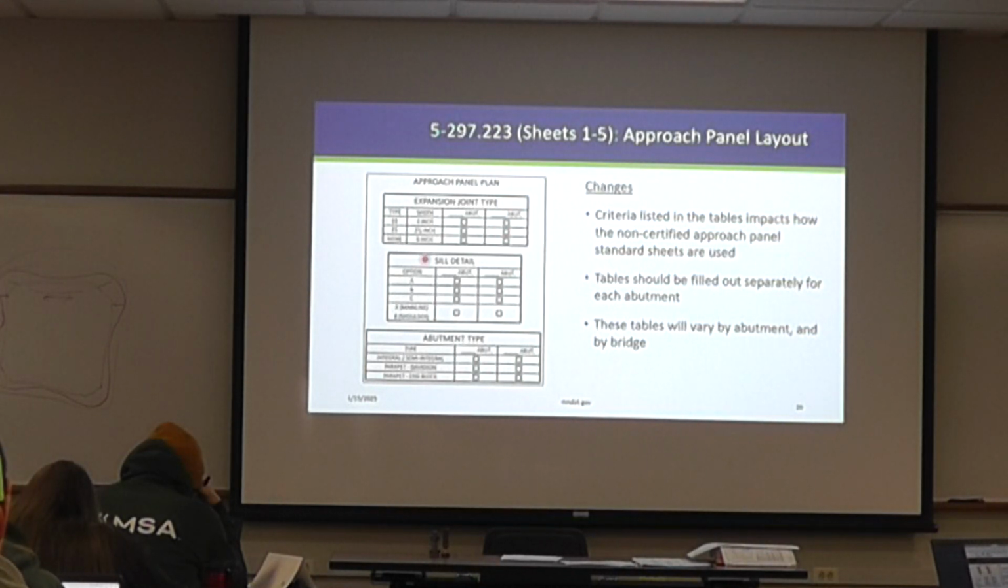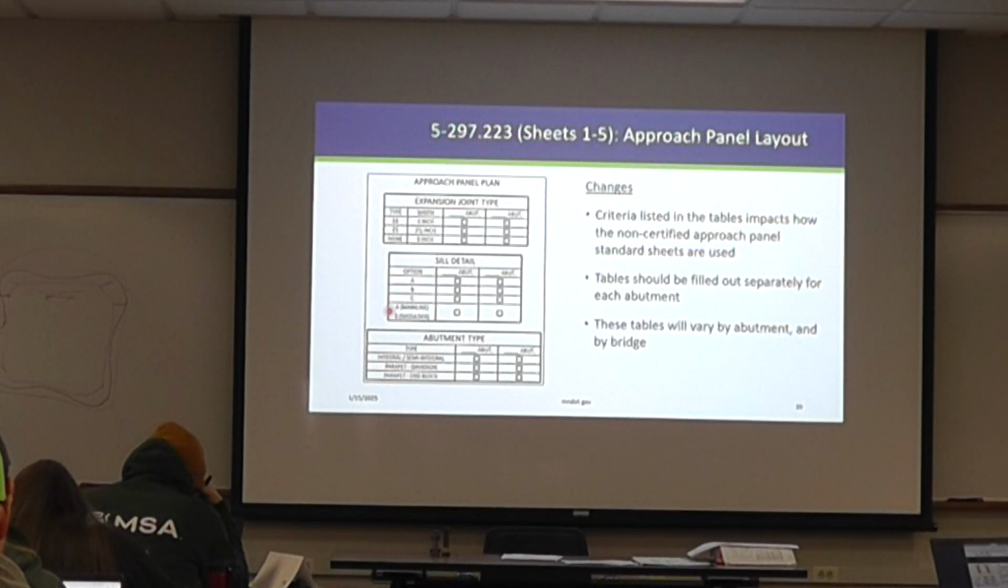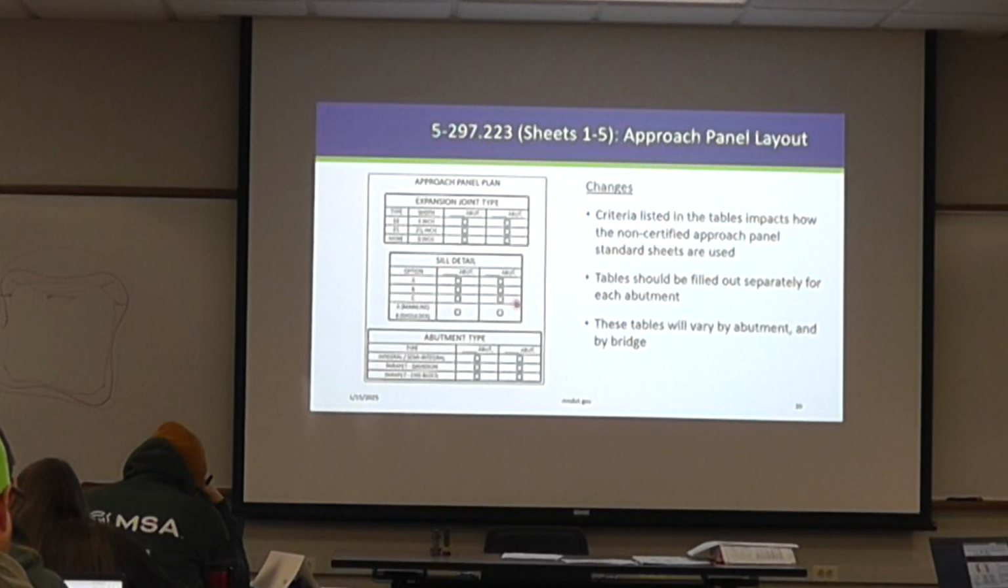Similarly, for the sill details, we have 3 different options, A, B, or C. And then there's this dark forest option where you have a type A mainline sill and a type B shoulder. I'll get into that later. And again, you could have one sill detail at one abutment and a different sill detail at another abutment. So it's not always going to be the exact same for the project.